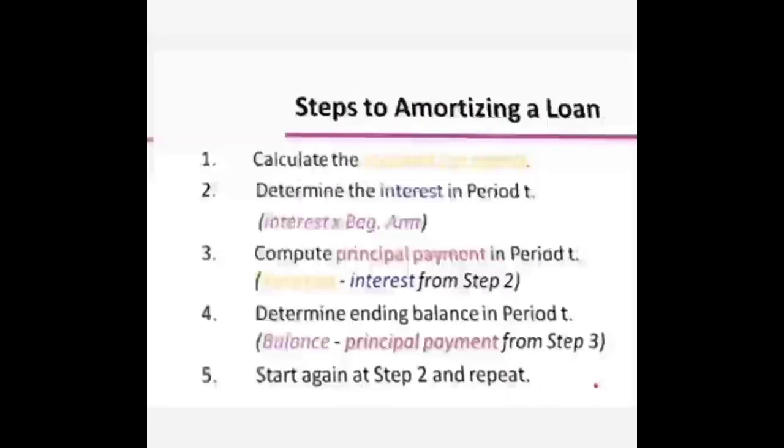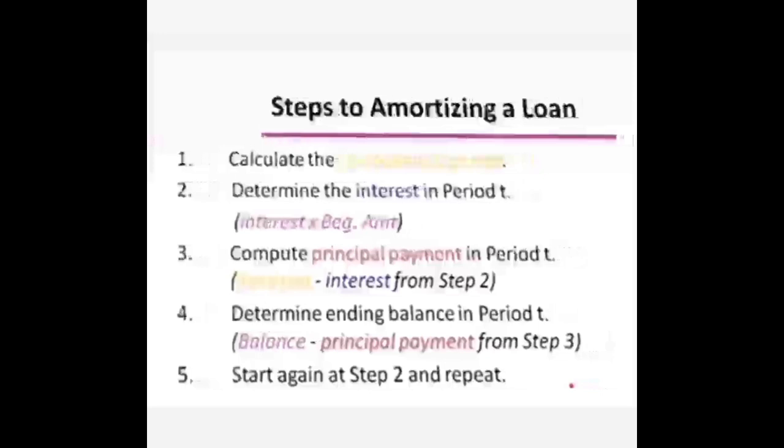So what are the steps for the amortization of a loan? Firstly, we will calculate the payments. You know the formula of the present value of annuities, which will be used to find the payment per period. Then we will determine the interest for the period, compute the principal payment, determine the ending balance, and start again at step 2, and we will repeat until the number of years is complete. I hope you got the process behind loan amortization.